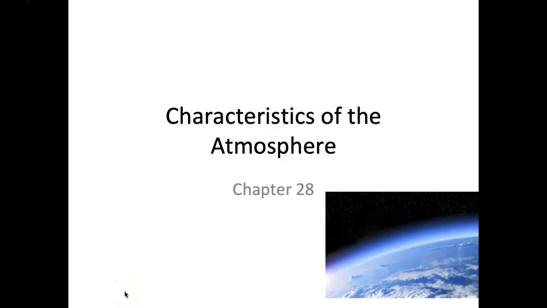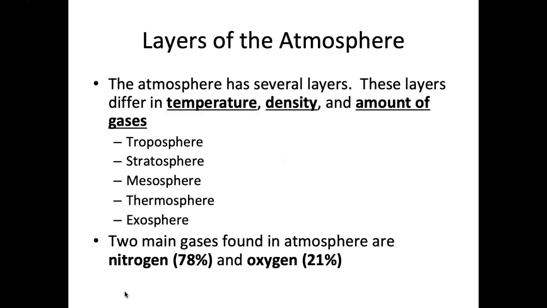Okay, our first section of notes for this week are going to focus on the characteristics of the Earth's atmosphere. When we look at the layers of the Earth's atmosphere, the closest to the ground would be the troposphere, and then on top of that would be the stratosphere, the mesosphere, the thermosphere, with the last, or the outermost, being the exosphere. In all, the two main gases that make up these layers of the Earth's atmosphere are going to be nitrogen at 78% and oxygen at 21%.